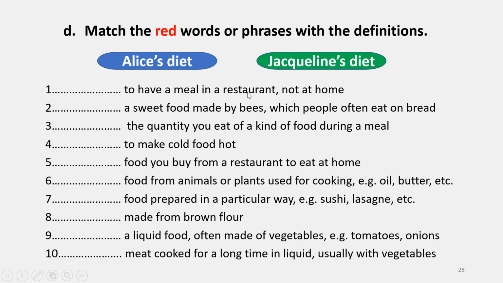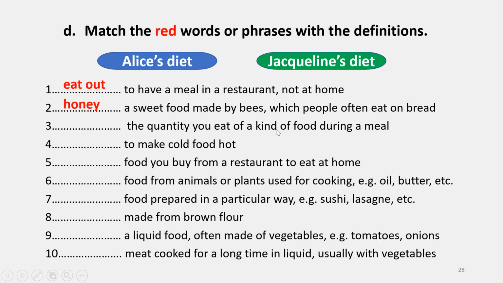To have a meal in a restaurant, not at home. Do you know the word or the phrase? It is eat out, right? It means to have a meal in a restaurant, not at home. And next definition, a sweet food made by bees, which people often eat on bread. Do you know? Yes, the word is honey, right? Okay. And the quantity you eat of a kind of food during a meal, the quantity, right?